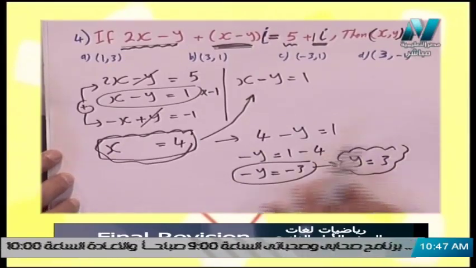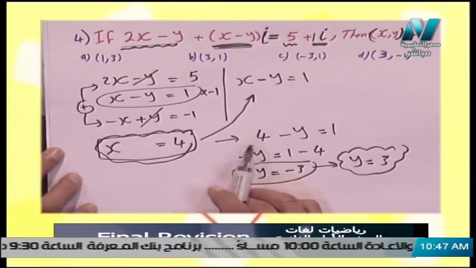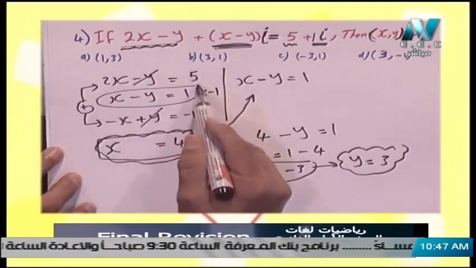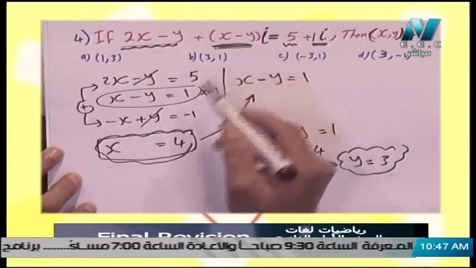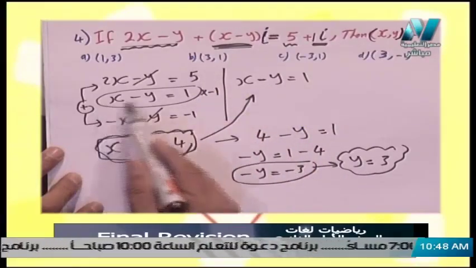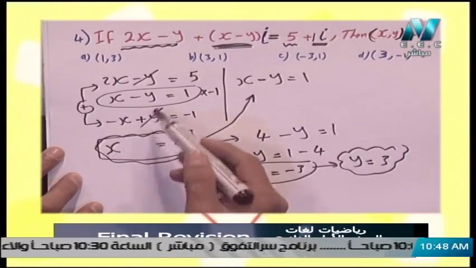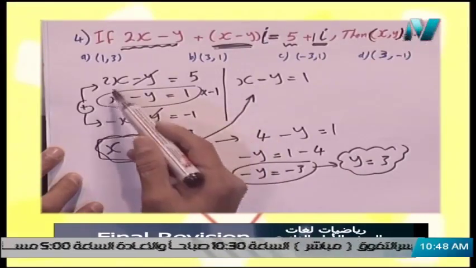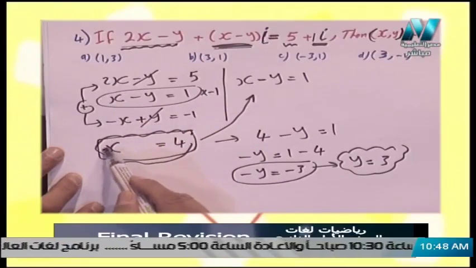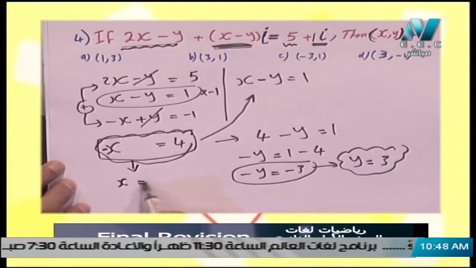Okay, something wrong here. We can revise again. We have 2x minus y equals 5 and x minus y equals 1. Okay, by multiplying this by negative, negative x plus y equals negative 1. By adding here, 2x minus x equals negative x. Okay, sorry. And we have x here equals negative 4.